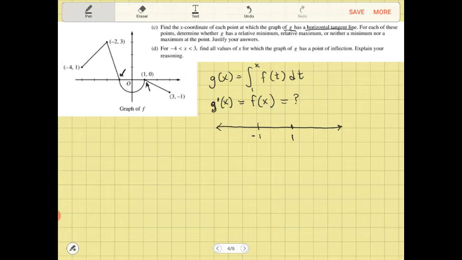So to the left of negative 1, the function is positive. Between negative 1 and 1, the function f of x is negative, which means the derivative of g is negative. And then, once again, if I keep going past 1, the function is also negative.